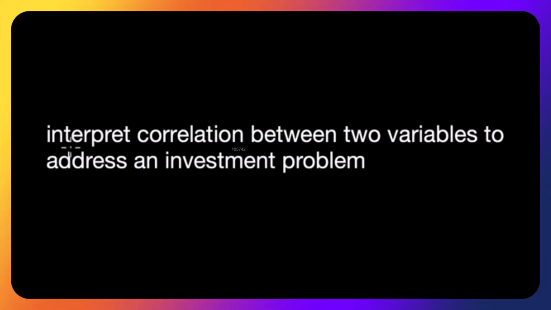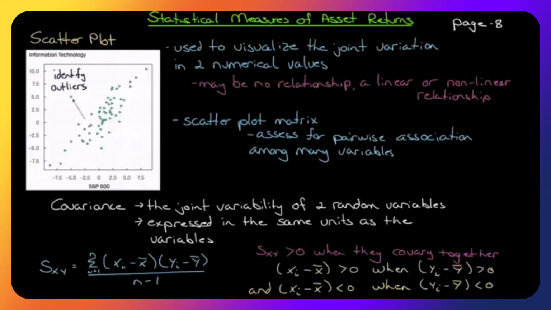One key word here, interpret. Interpret correlation between two variables to address an investment problem. Notice there is no calculate here. Okay, let's start with a scatter plot. And here we have a scatter plot where we can clearly see there is some kind of linear association. However, in the scatter plot, we do see that we have an outlier. So the scatter plot is useful in identifying outliers.